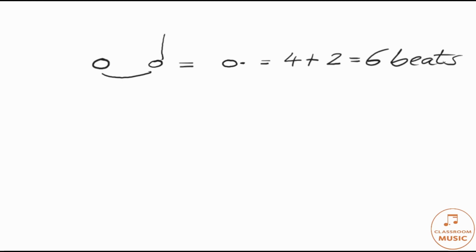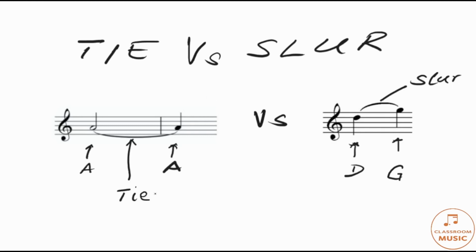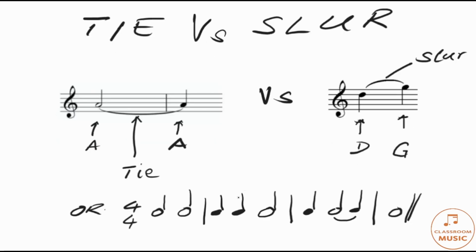However, a tie should not be confused with another similar symbol. When a symbol that looks like a tie connects two or more notes of different pitches, it is called a slur. This symbol means the notes should be played as smoothly as possible with no space in between. For instance, in the figure below, the symbol used is a slur, not a tie.